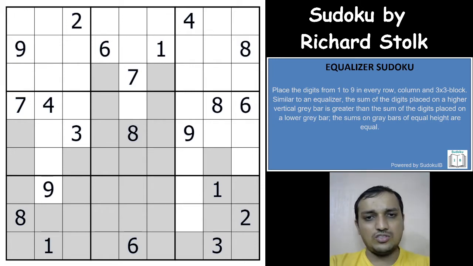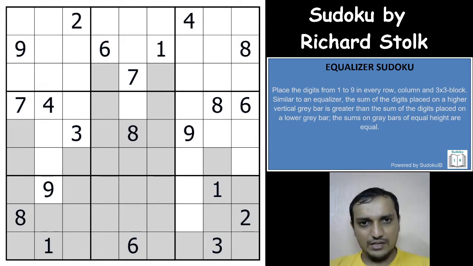So this Sudoku is taken from the SVS Sudoku Variant Series that is run by Richard Stolk, where he posts a new variant every week, right? So once in every week he posts a new variant, and this is one of the Sudokus from the SVS series, Sudoku Variant Series, that is posted on LMD. So I would highly recommend you to check out the LMD page, and if you really are looking forward to some new variants that you haven't seen before, please check the SVS series. You will get to see a lot of new variants there.